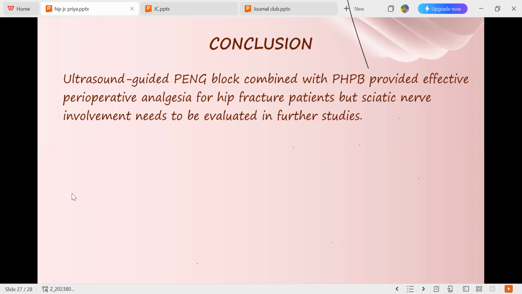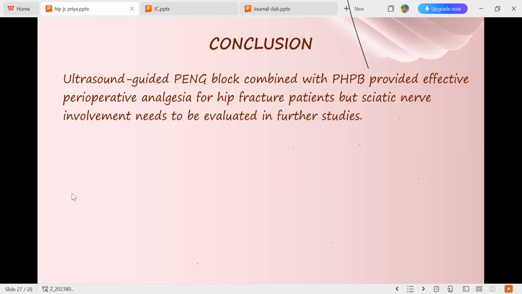So you mean to say that they gave all these blocks in the lateral position and then made them supine to give general anesthesia? Is that what it is? Yes, sir. It was not really specified how they gave the PENG block. Was the PENG block given in the supine position or the lateral position? No, they have not mentioned.